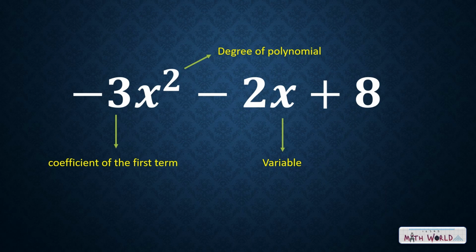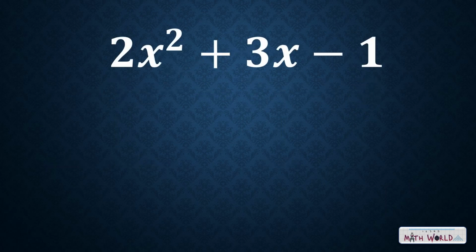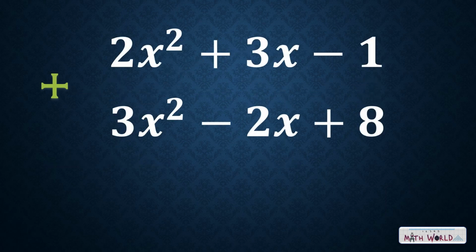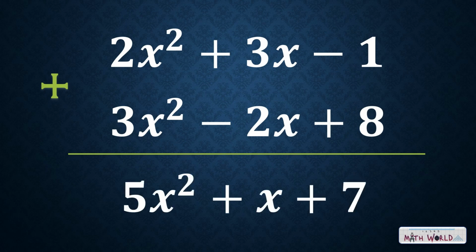Now let's add these two polynomials together. We simply combine like terms, which means we add together any terms that have the same variable raised to the same power. So 2x squared plus 3x squared equals 5x squared. 3x plus -2x equals 1x, which is x. And -1 plus 8 equals 7. So the answer is 5x squared plus x plus 7.